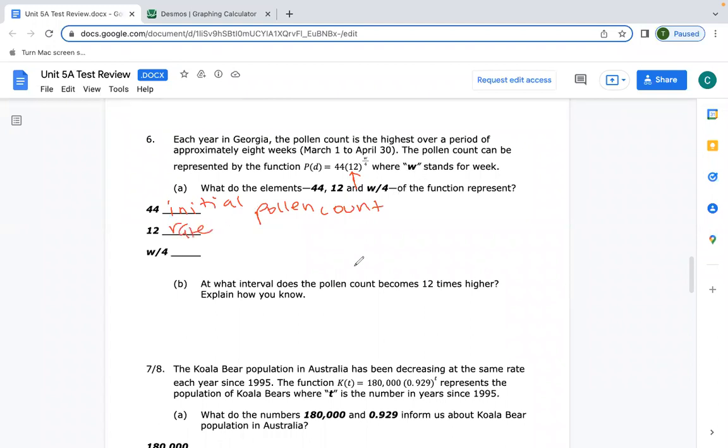And then what's W divided by 4? Weeks. Okay. So why is it divided by 4? There's 4 weeks in a month. So this is representing the number of weeks in a month. Really, this actually is representing months. Sorry. This is actually representing the month. Okay.